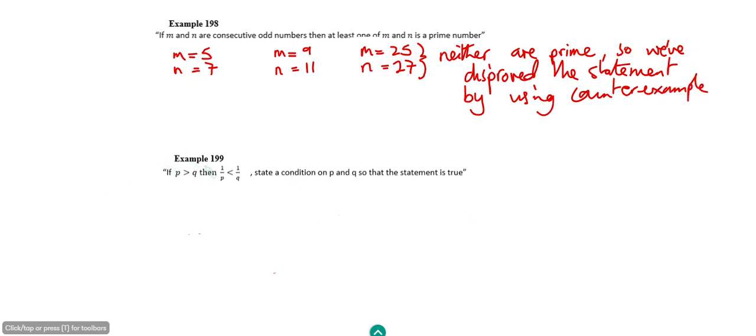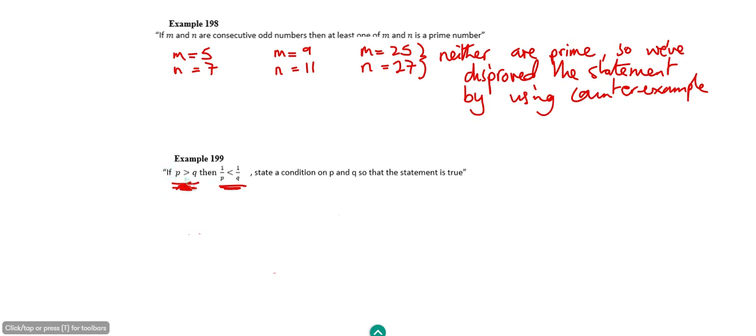Okay, so now I'm going to look at example 199, which is a little bit more complicated. We're given the statement with two inequalities: if P is greater than Q, then 1 over P must be less than 1 over Q. So we've got to try and state a condition on P and Q so that this statement would be true. We're actually going to do it by looking for a condition where this isn't true first of all. So we're going to look at a counterexample for this.